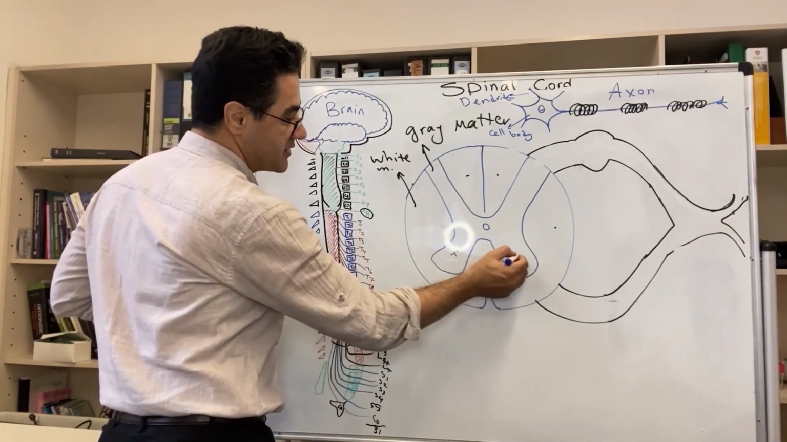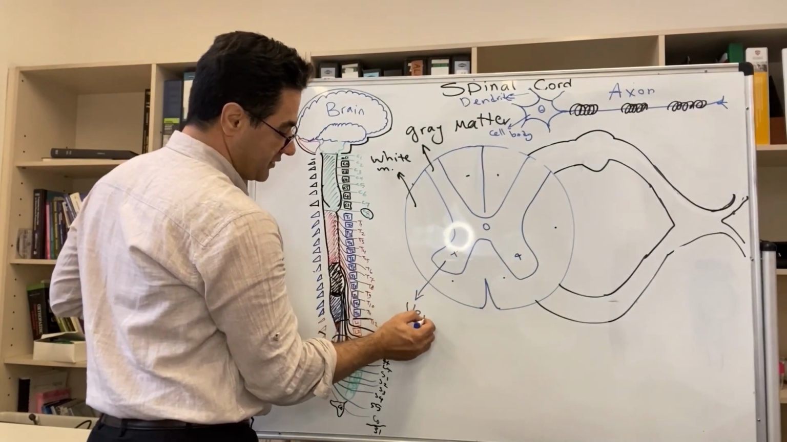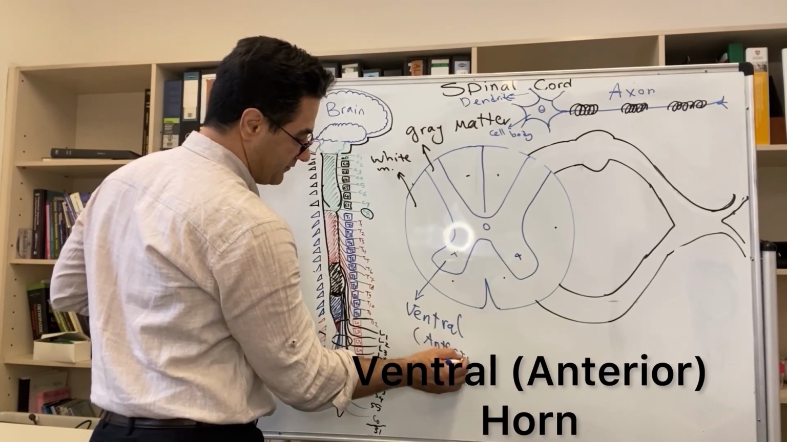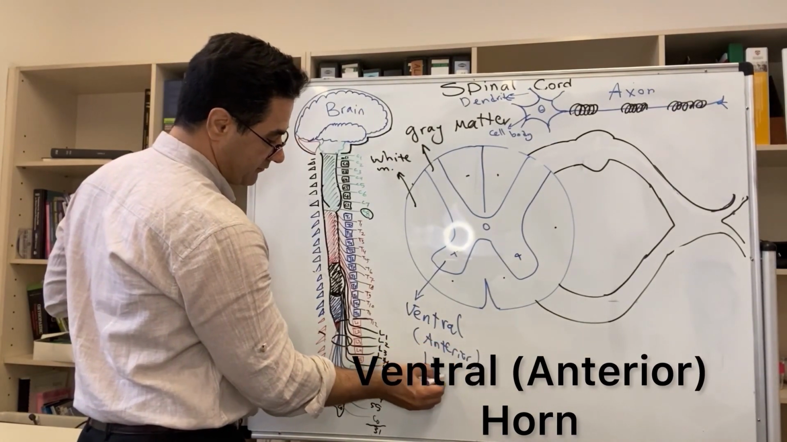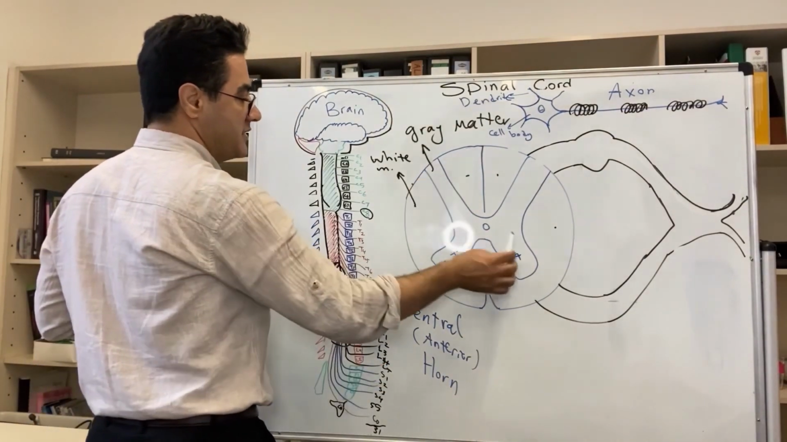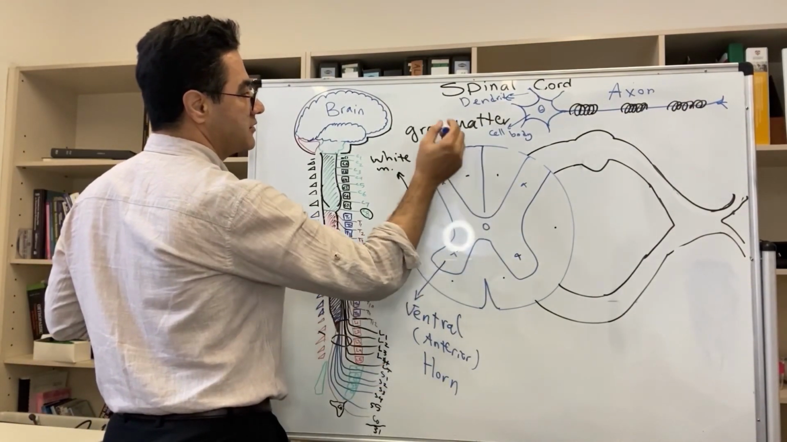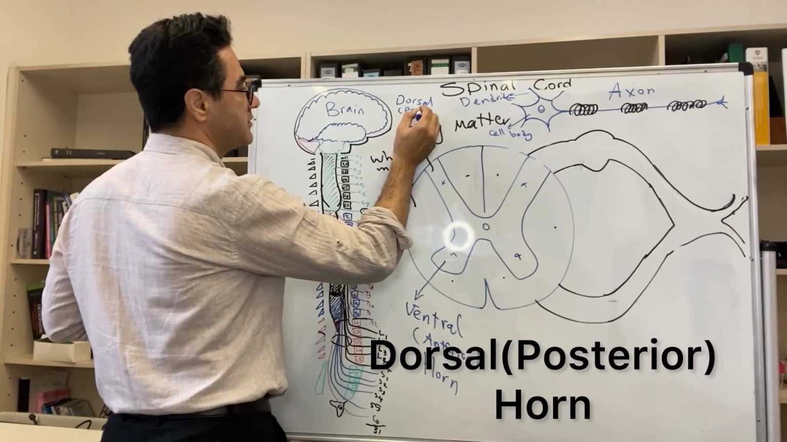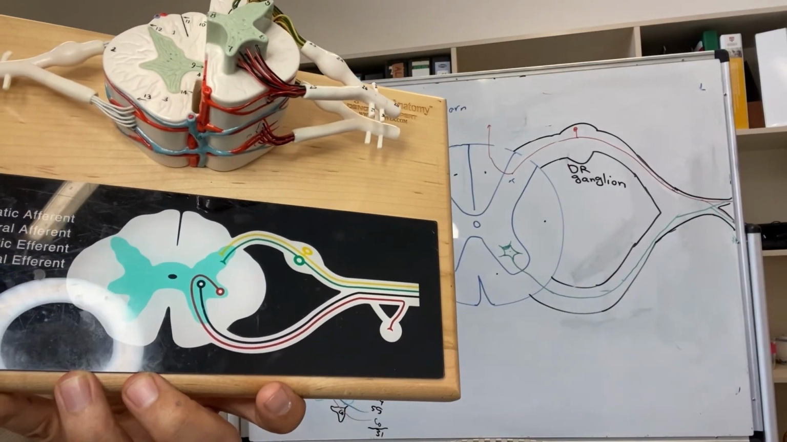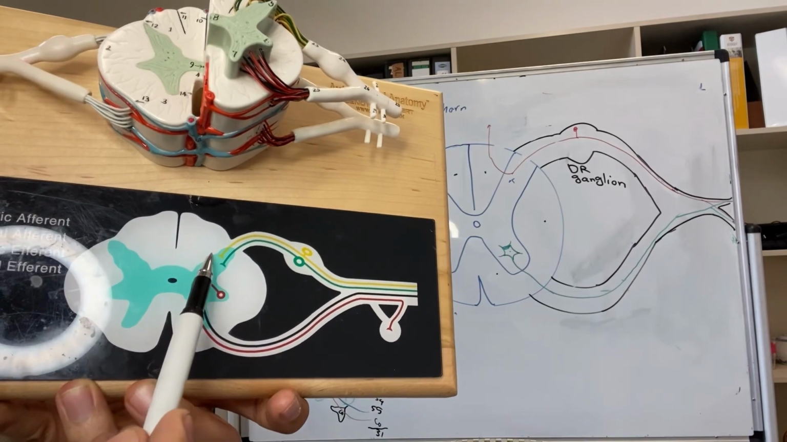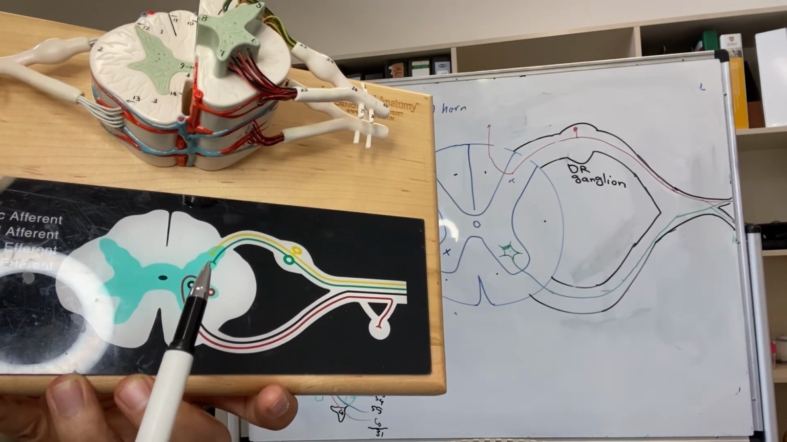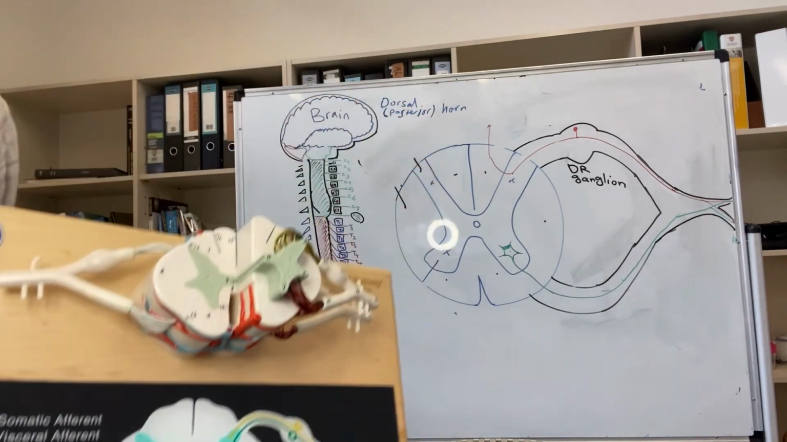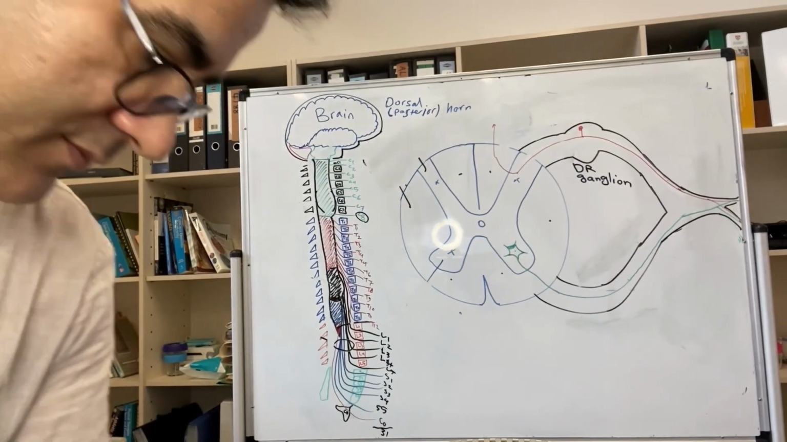This projection is called the ventral or anterior horn, and these two projections are called the dorsal or posterior horn. The point is that in addition to those ventral and dorsal horns, we also have an extra horn here in some segments. I'm going to show you on the whiteboard.